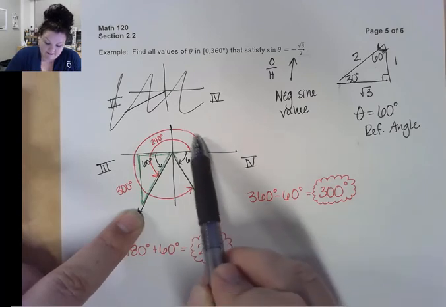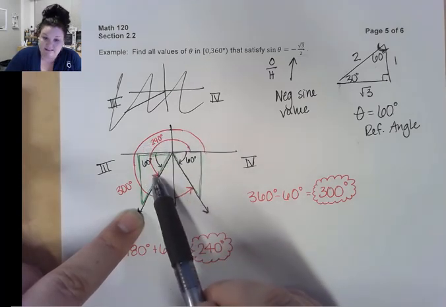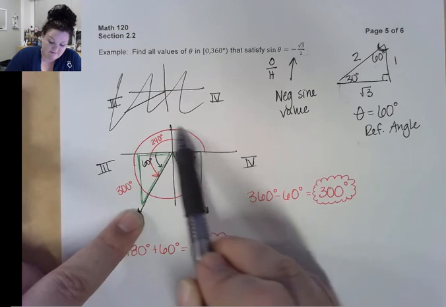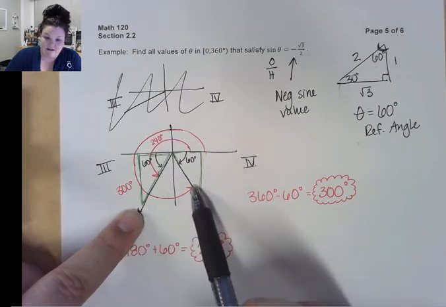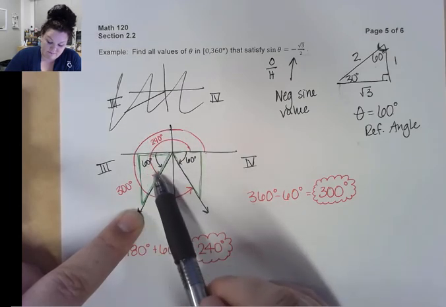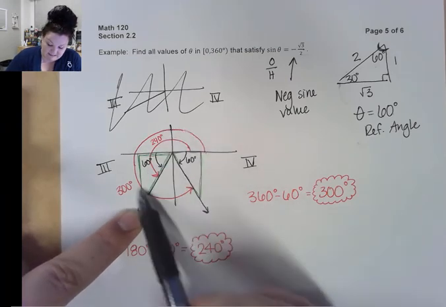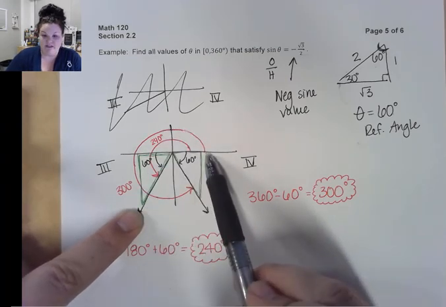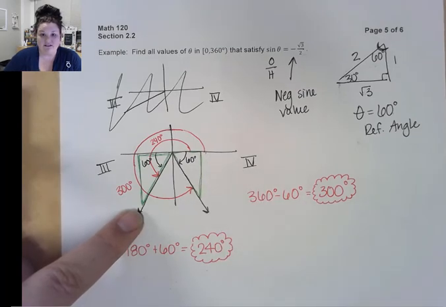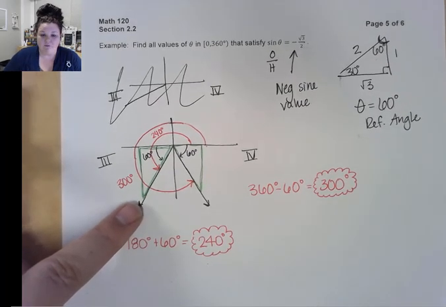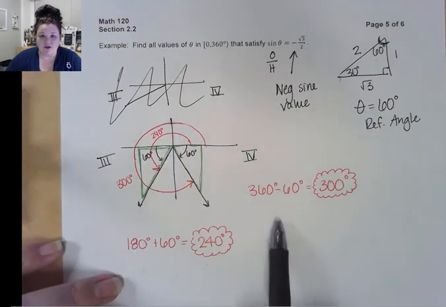So I needed the positive angle that terminates at this line and the positive angle that terminates at this line. I knew this one was 60 degrees past 180, so that's how I came up with that. And I knew that this one was 60 degrees shy of a full rotation, so I subtracted to find the second. I want you to work this stuff out on your paper.